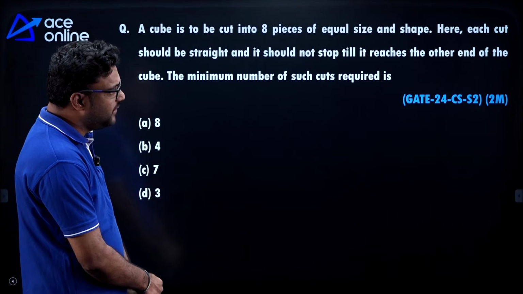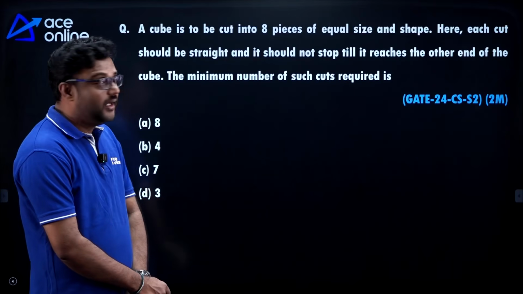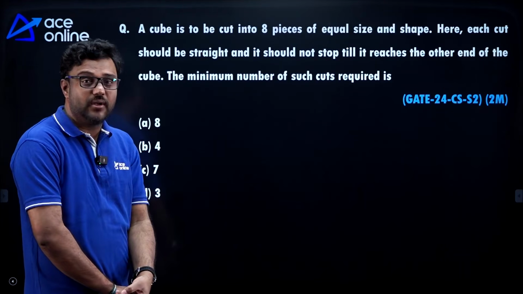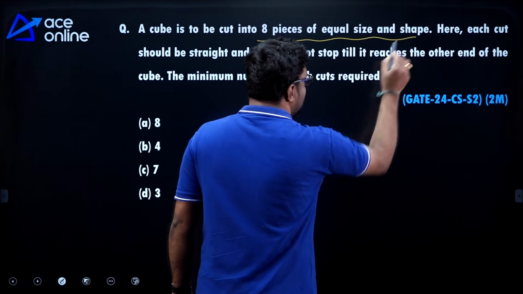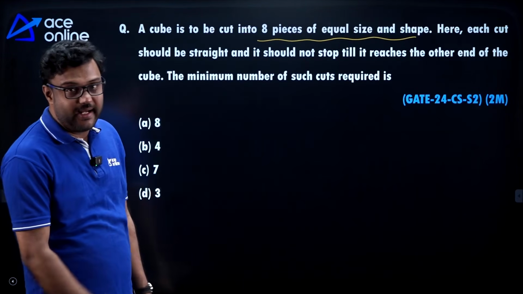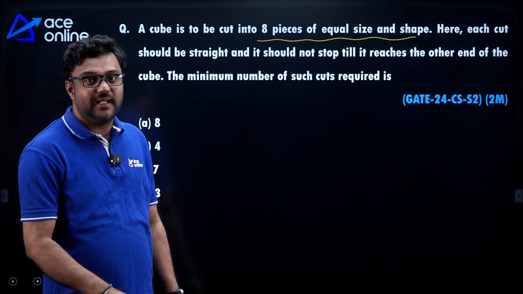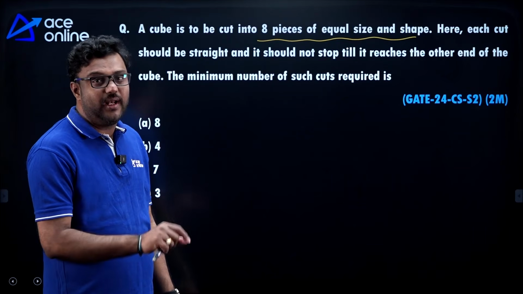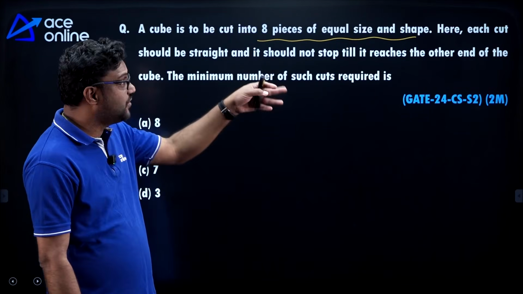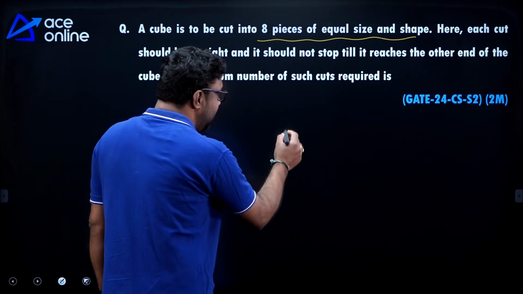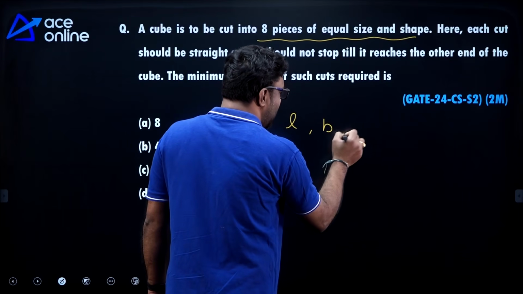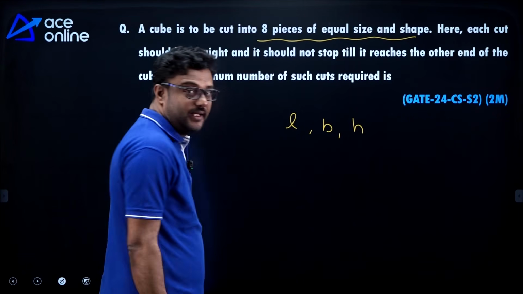Now see the second question, which is given in GATE 2024. You have a cube. You need to cut that into 8 pieces of equal size and shape. So how many cuts are required? Now you have a cube, length, breadth, height are all equal in a cube, we agree, right?